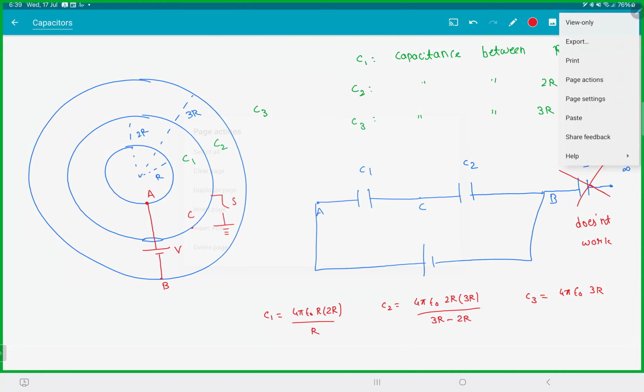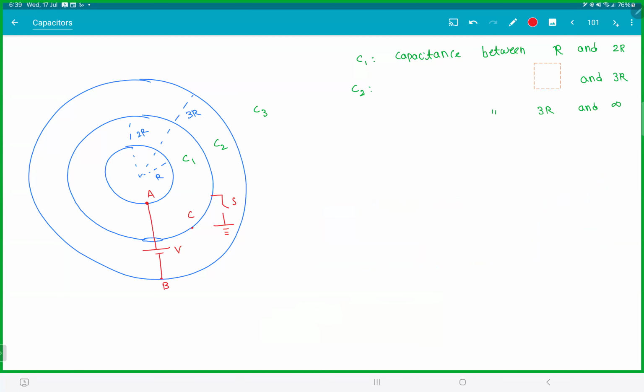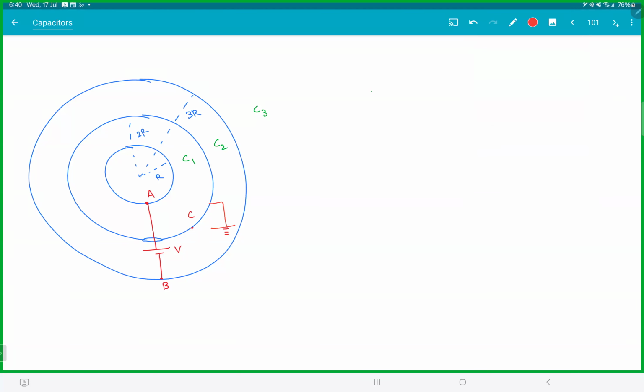So in the second part, the moment you ground this, the potential at C becomes 0. The central plate is 0 potential. And don't forget, your plate at infinity is also 0 potential. So now if you try to draw the circuit, we have A, we have 0 potential here, which is ground.